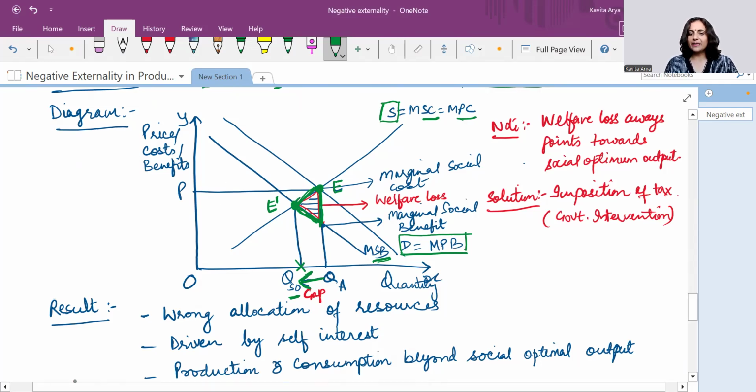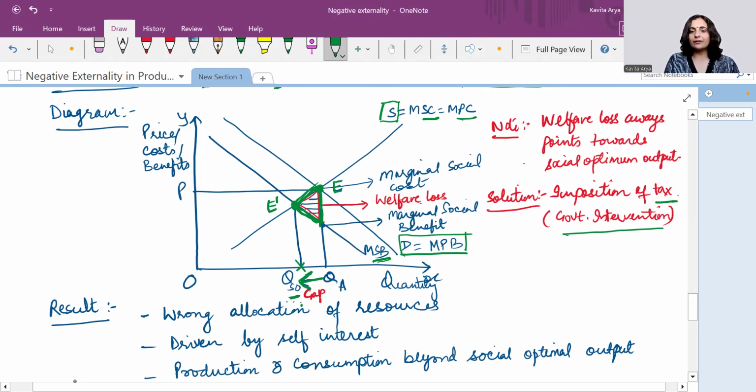As told before as well, in any case, whenever you are showing the welfare loss, it would always be pointing towards the social optimum output. So don't be swayed away by any other triangle. Right here, the triangle is pointing towards the social optimum output level. And this situation can be rectified by government intervention, and the government intervention is required in terms of imposition of taxes so that it inhibits the consumption of these things.